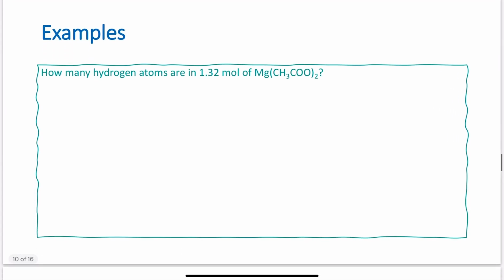Okay, which one's next? How many hydrogen atoms are there in 1.32 moles of magnesium acetate? I apologize. So first thing I want you to do is write down what you're trying to find. You're trying to find number of hydrogen atoms. Next thing you should write down is what you're starting with. And here you're starting with magnesium acetate. We're starting with moles, not grams, so slightly easier. 1.32 moles magnesium acetate.